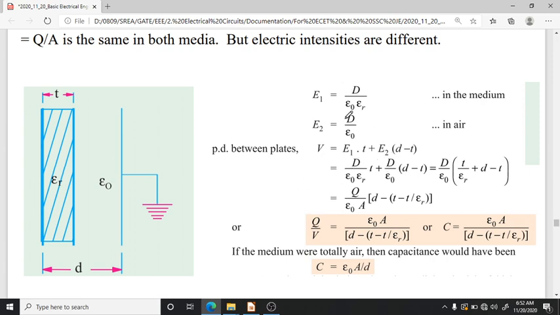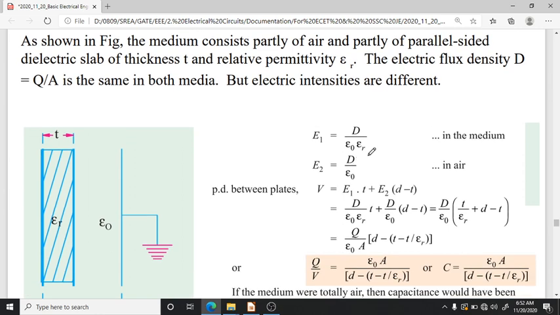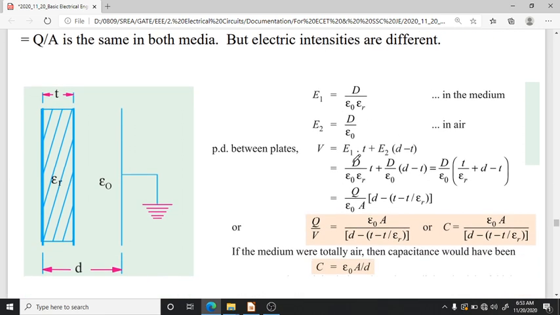If you solve this derivation using the earlier concepts of field intensity and flux density, then finally you will get C equals permittivity times A divided by (D minus T minus T divided by relative permittivity). Here D is the total distance between the two plates. Here T is the thickness of the dielectric material, up to how much distance it is there.